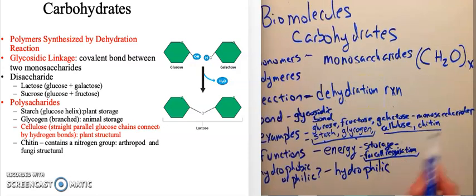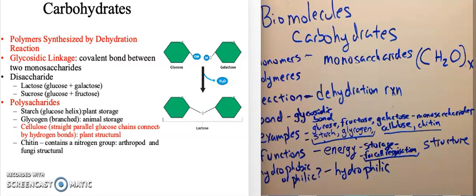Cellulose and chitin are also carbohydrates, but they have a different function. Their function is structure. So cellulose is the most abundant biomolecule in the world. It's the fibrous material found in plants that holds them up and supports their cell wall. Chitin is a structural carbohydrate that's found in arthropods, in insects. Their exoskeleton is made of chitin, and it's also found in fungi.